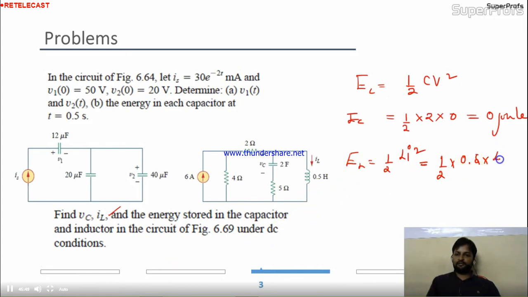You calculated 4 squared. So this is 1 by 4 into 4 squared. So finally you are having 4 joule energy. Okay. In the inductor you are having 4 joule energy.